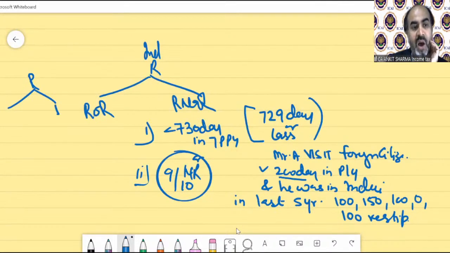Fine. Now to find out whether he's a RNOR, we need to check whether in the last 7 years he was in India for 729 or fewer days. In the last 7 years, information has been given only for the last 5 years. In the last 5 years, he was in India for 100 plus 150, 250 plus 100, 350, 0 and 100, that's 450. So in the last 5 years, he was in India for only 450 days.